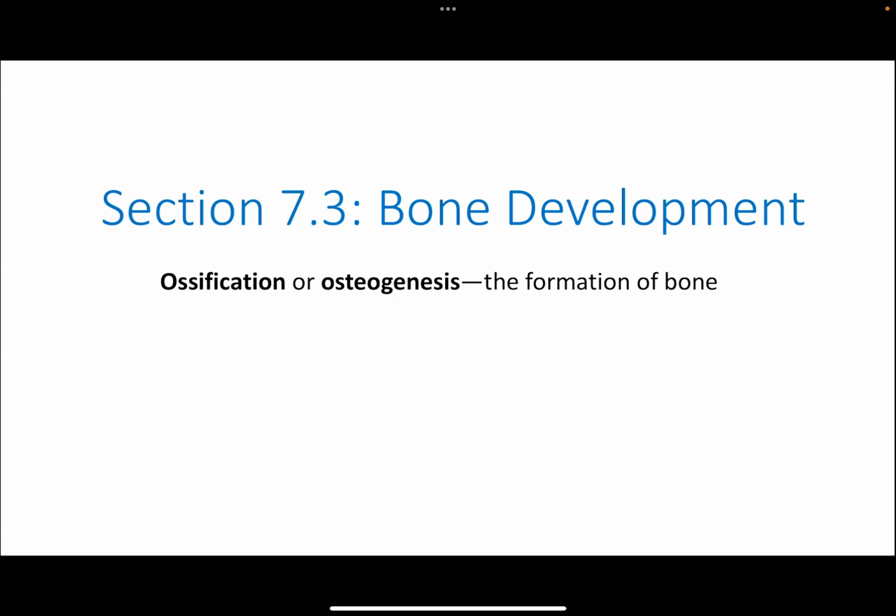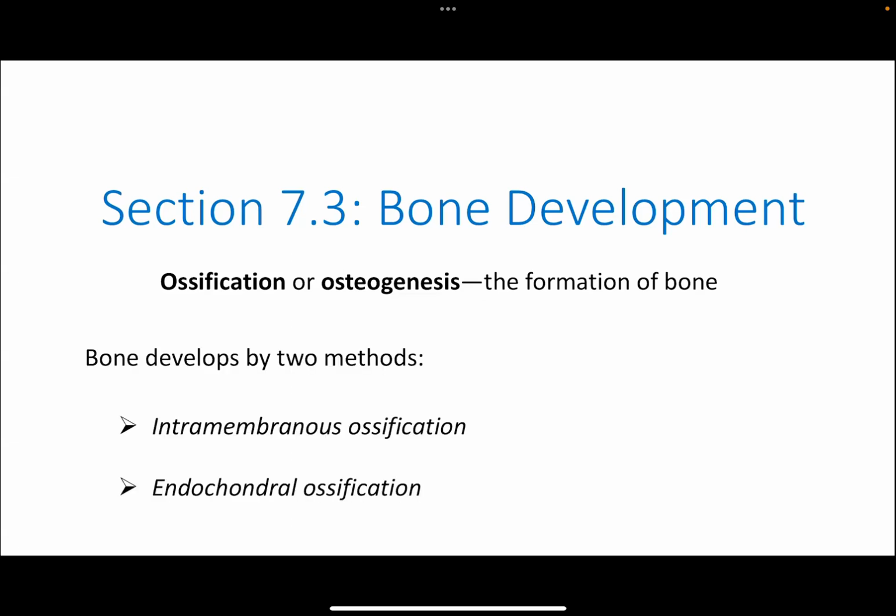Ossification or osteogenesis are both terms that mean the formation of bone. There are two types of bone development, or two methods by which this can occur. There's intramembranous ossification, and there's endochondral ossification.